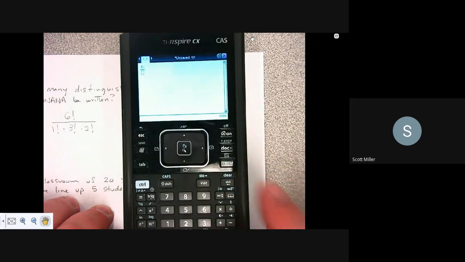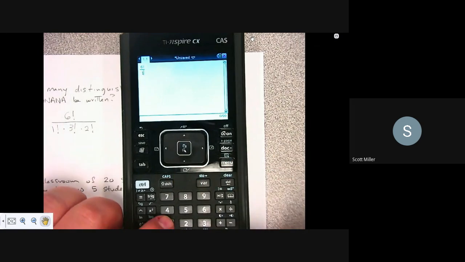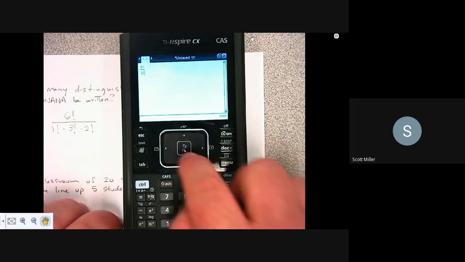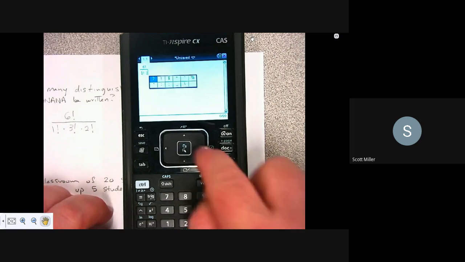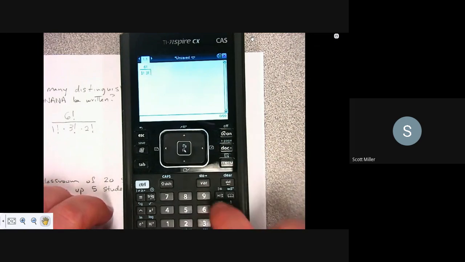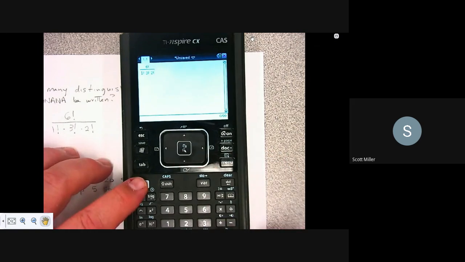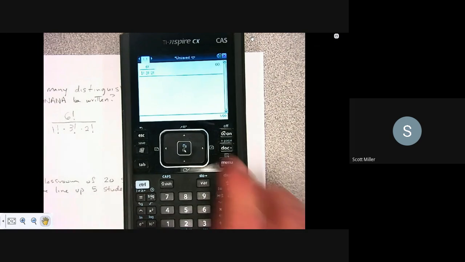And then come down here and I can do 1 factorial times, going to use the times button, 3 factorial times 2 factorial. And so once I have that in there, I can just hit enter or control enter, and I get the number 60. So this answer here is 60.